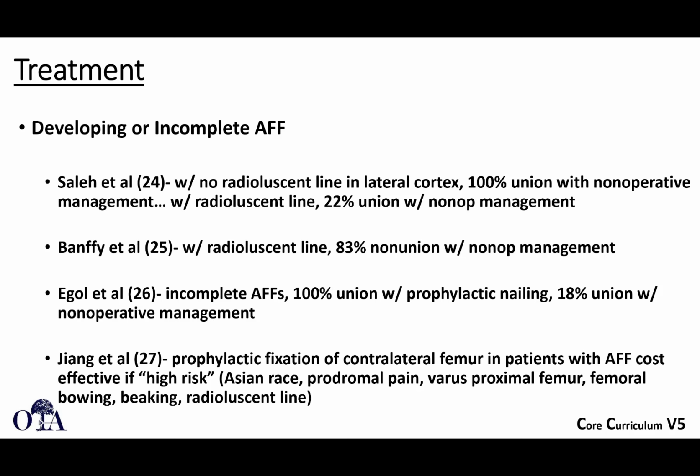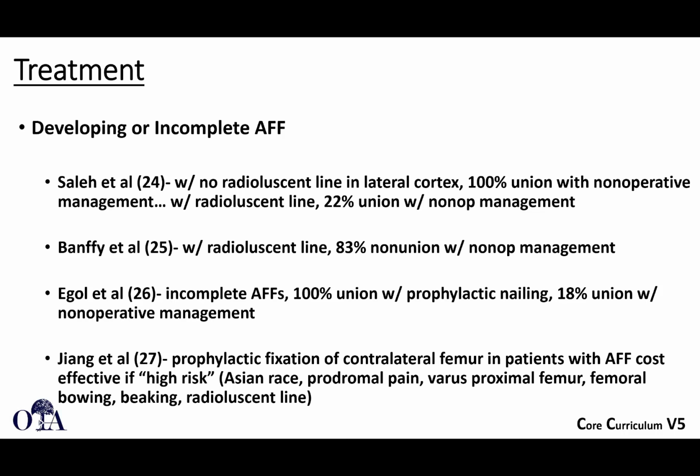If there's no radiolucent line, a lot of times these can heal, but if there is a radiolucent line, there is only 22% union with non-op management. In the second study, they showed, again, with a radiolucent line, high risk of non-union. In the third study, incomplete atypical femur fractures were treated with prophylactic nailing, and these were all found to heal, but if you didn't operate on them, many went on to non-union. So you're seeing different rates, but substantial risk of non-union.